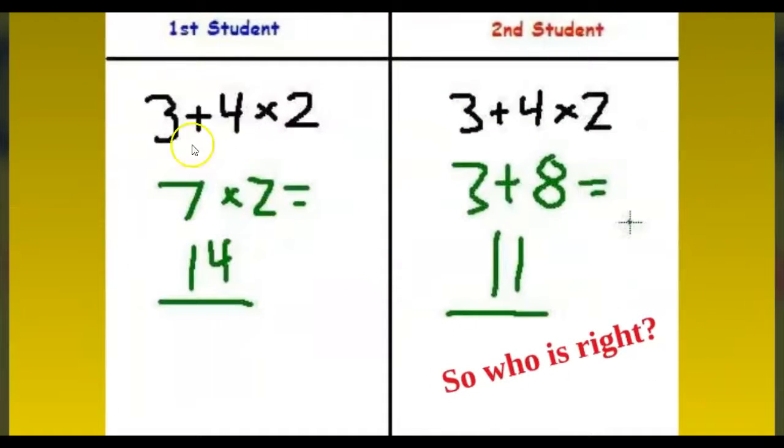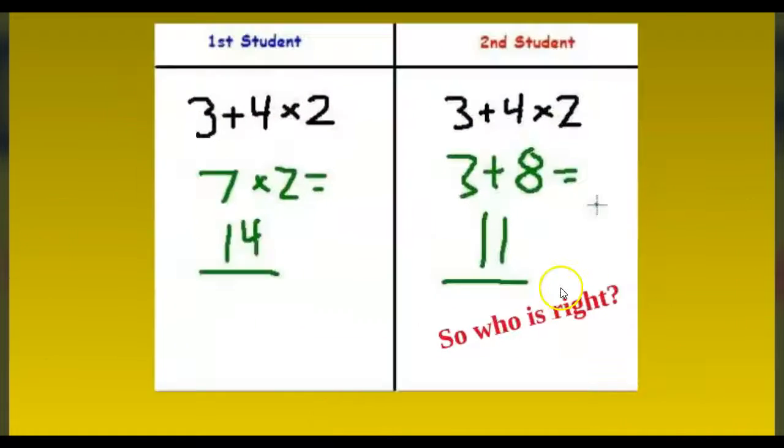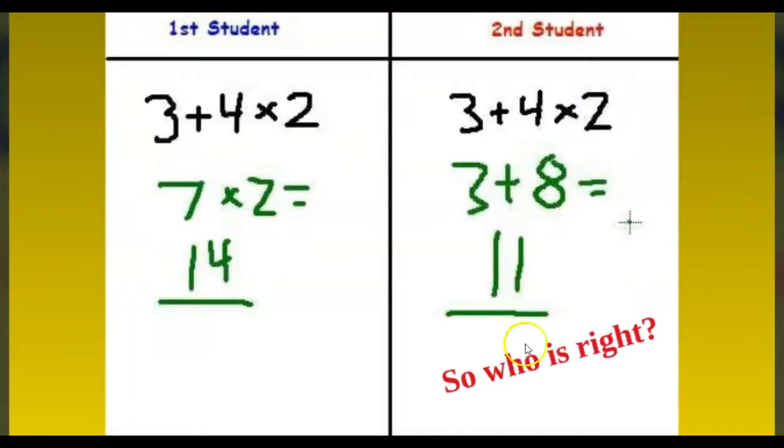All right, so on that first question we asked, it said 3 plus 4 times 2. This person said 3 plus 4 equals 7 times 2 equals 14. This person said 3 plus 4 times 2, well, I need to do 4 times 2 first, and I got 8. And 3 plus 8 equals 11. So who's right? Well, sorry, I didn't answer it. But the second person's right. We need to do multiplication first and then addition. PEMDAS: multiplication comes before addition.